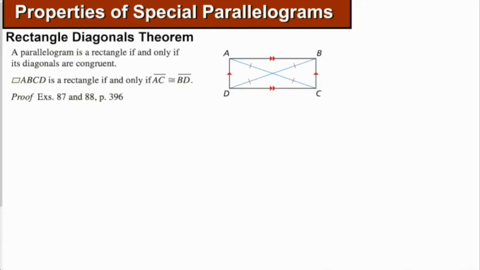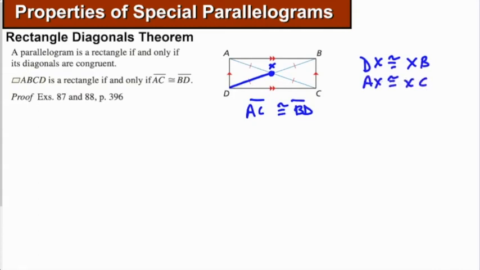The rectangle diagonals theorem states that a parallelogram is a rectangle if and only if its diagonals are congruent. So AC is congruent to BD, and the drawing goes a little further and shows you that if I were to put a point X here, that DX is congruent to XB, and we can say that AX is congruent to XC, and this comes from the parallelogram theorem that diagonals bisect each other.